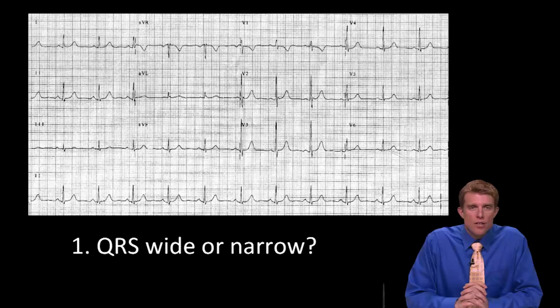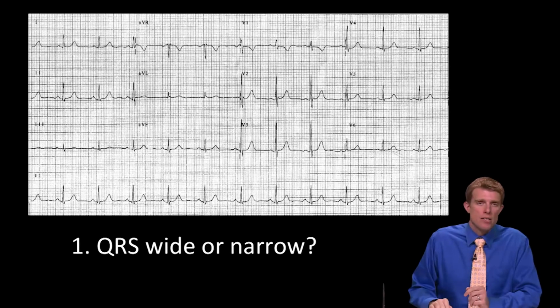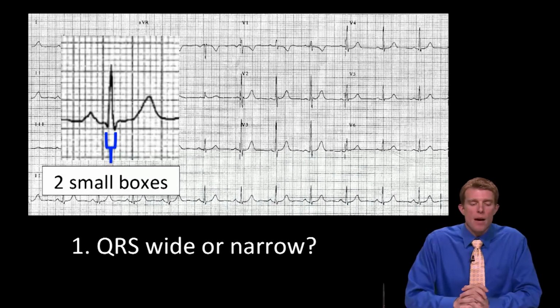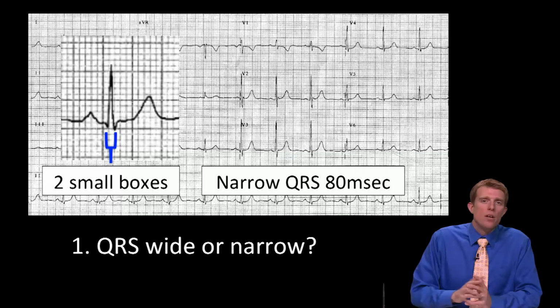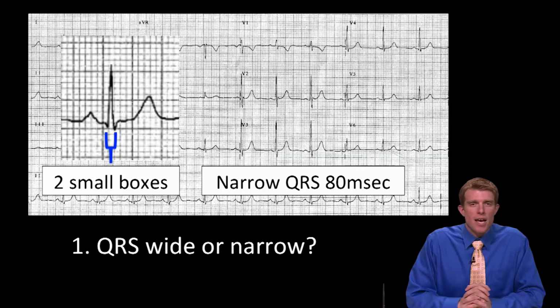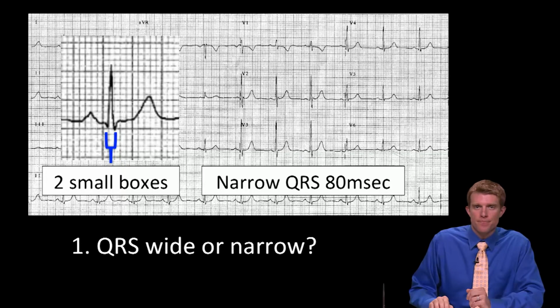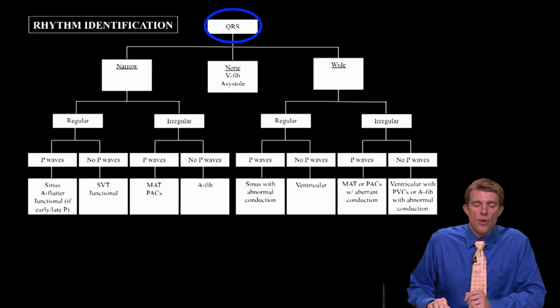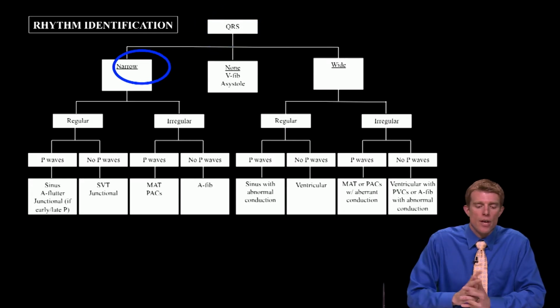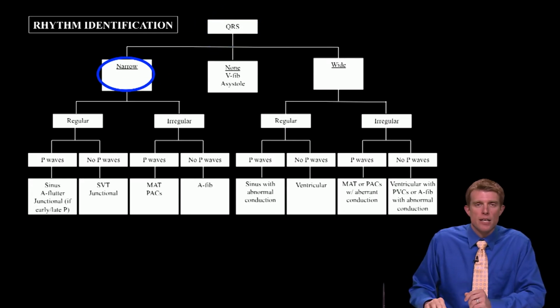So in this ECG, our first question, is the QRS wide or narrow? Well, just looking at it, the QRS looks narrow. And we can confirm that by looking at a specific lead and counting the number of small boxes. And here you can see that the QRS complex encompasses about 2 small boxes. And we know that 2 small boxes is 80 milliseconds because each small box is 40 milliseconds. So we know that this is a narrow QRS complex. It's less than 100 milliseconds. So on our rhythm identification algorithm, we go down and we say we have a narrow QRS complex.